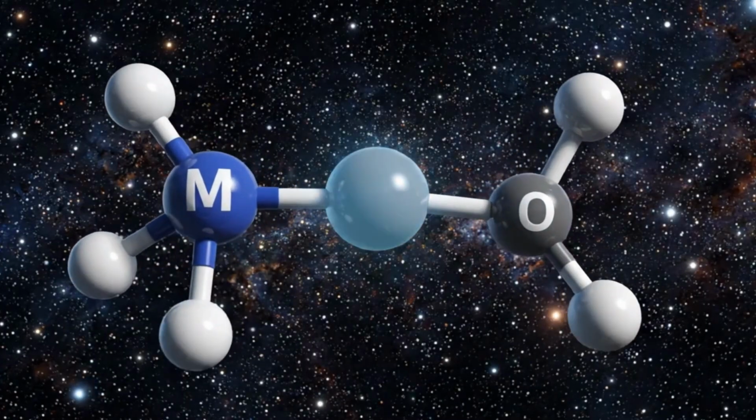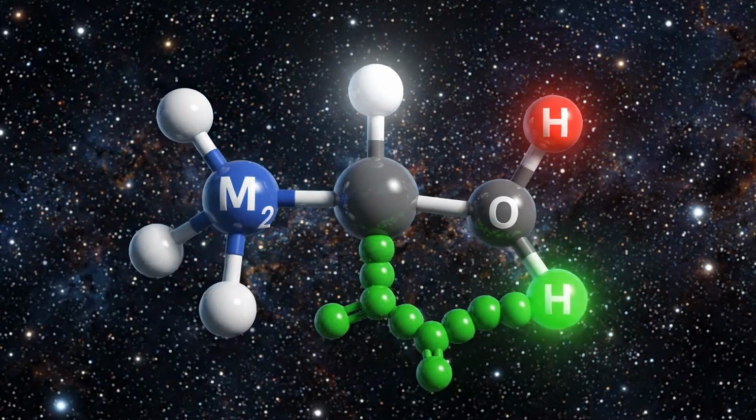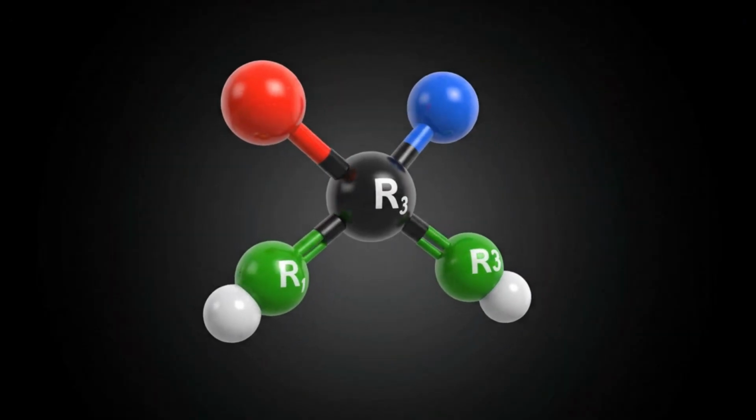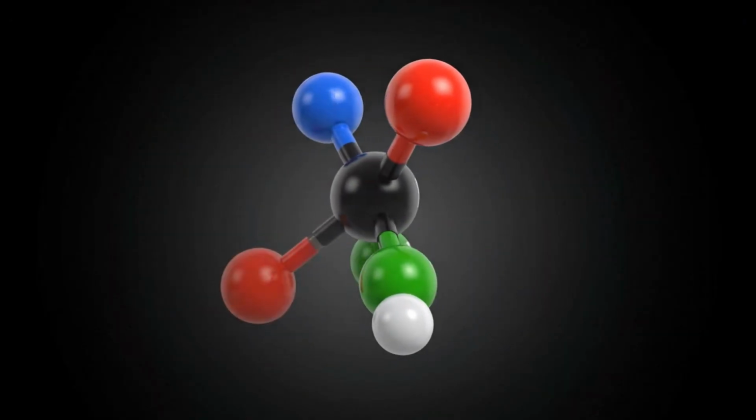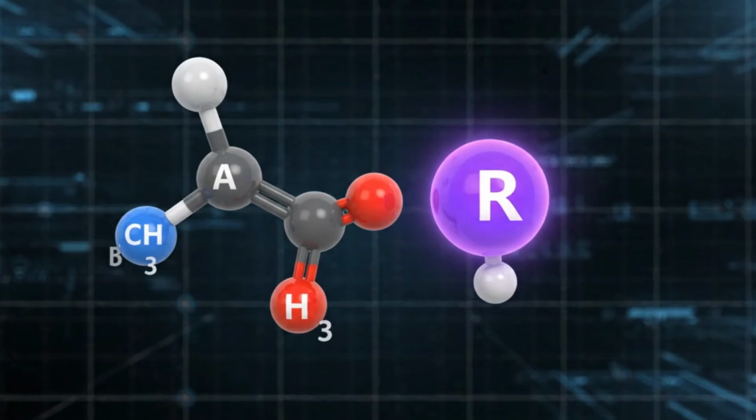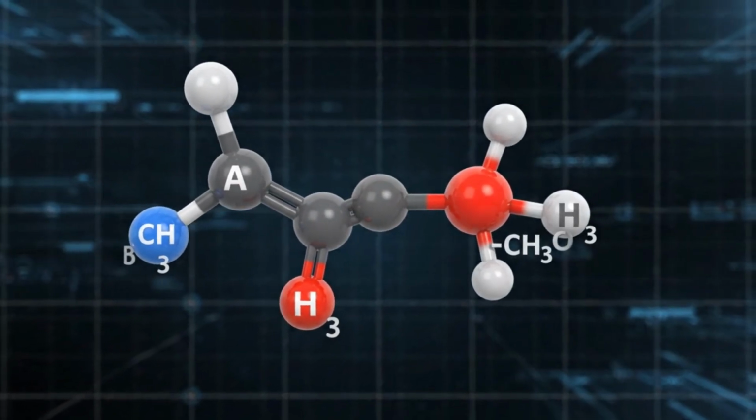Every amino acid contains a central carbon, an amino group, a carboxyl group, hydrogen, and an R group. The central carbon is called the alpha carbon, and its three-dimensional arrangement is extremely important. The variable R group gives each amino acid its unique chemical and physical properties.